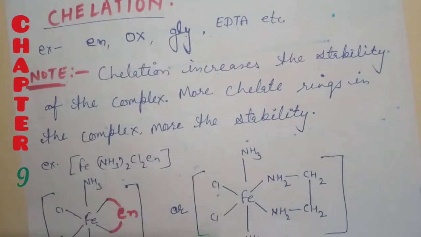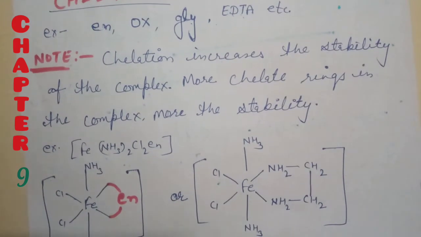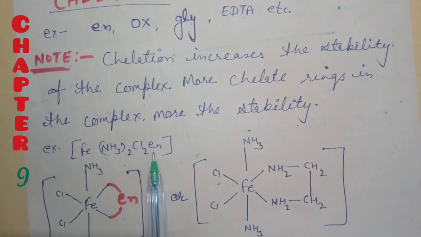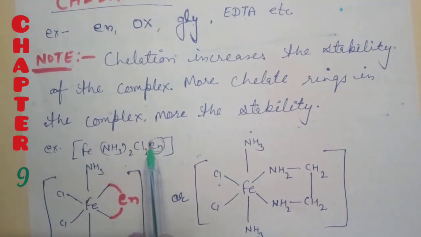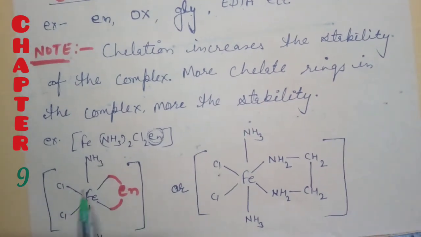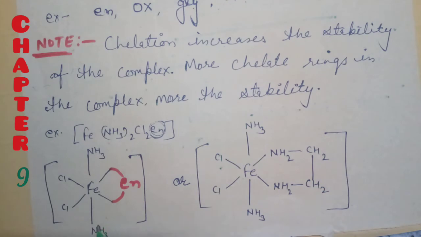See, the first example of this type is with Fe. Fe is the central metal atom with NH3 twice, Cl2 and en. It is a bidentate ligand, so it will make the heterocyclic ring or chelate ring. See, the coordination number of Fe is 6. 2 coordinate bonds are made by NH3, 2 coordinate bonds by Cl, and 2 coordinate bonds by en.